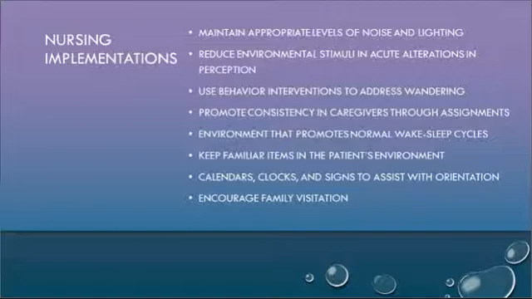This is delirium. Back on your Alzheimer's, which is your dementia, you want to keep some familiar things around them, but you want to limit how much is there. You don't want it to be distracting in a dementia patient, but you need familiarity. Whereas delirium is an acute state, so you want some things familiar around them. Use calendars, clocks, signs to assist with orientation, and encourage family visitation.